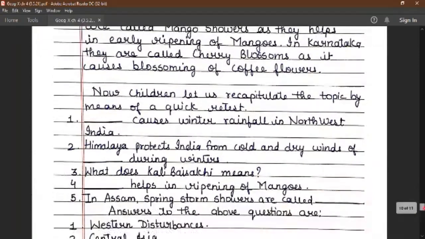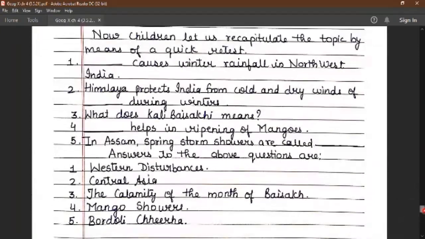Now children, let us discuss their answers. Answer number 1, Western disturbances. Answer number 2, Central Asia. Answer number 3, calamity of the month of Baisakh. Answer number 4, mango showers. Answer number 5, Bordoli Chera.